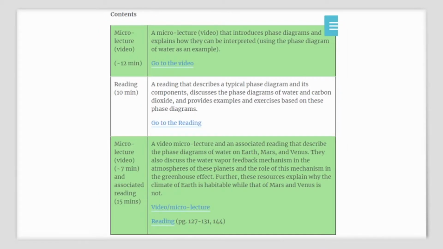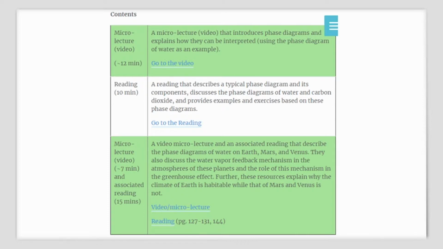This lesson plan contains a short video micro lecture about 12 minutes in length that introduces phase diagrams and explains how they can be interpreted using the example of water and its phase diagram. There is another short reading about 10 minutes in length that describes a typical phase diagrams and its components.